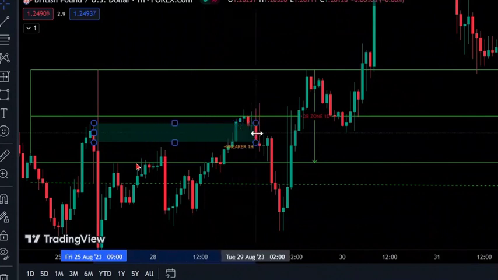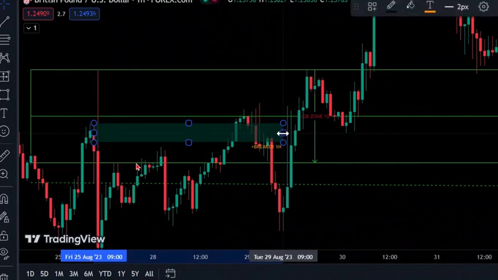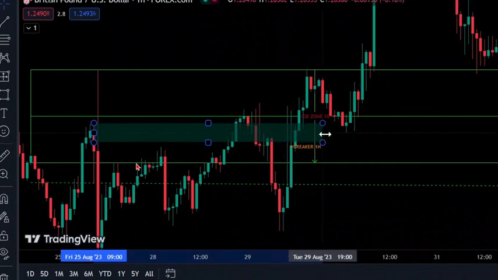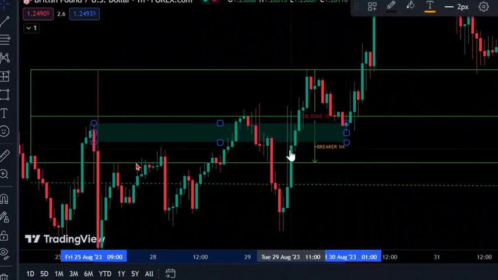Okay, so price went above it, but listen, we're looking for a strong break above. So tell me what a strong break is. Keep going. Where's your strong break? Keep going to the right. Where's your strong break at? Hold on. Do you see a strong break above that breaker yet? Yeah. Exactly.